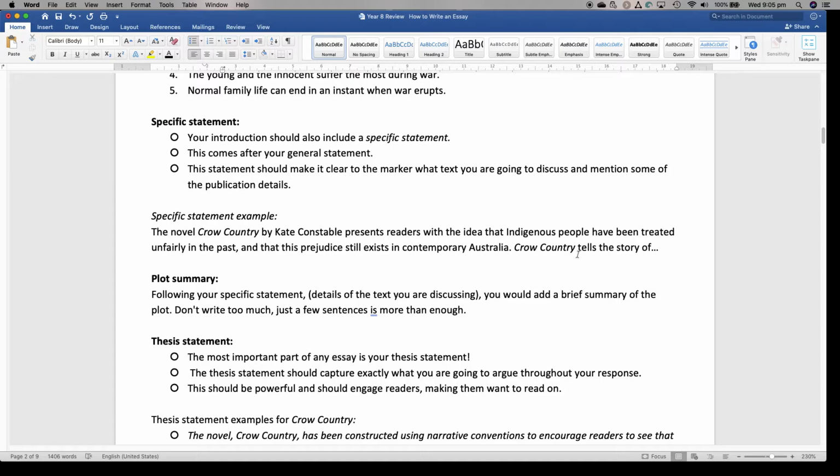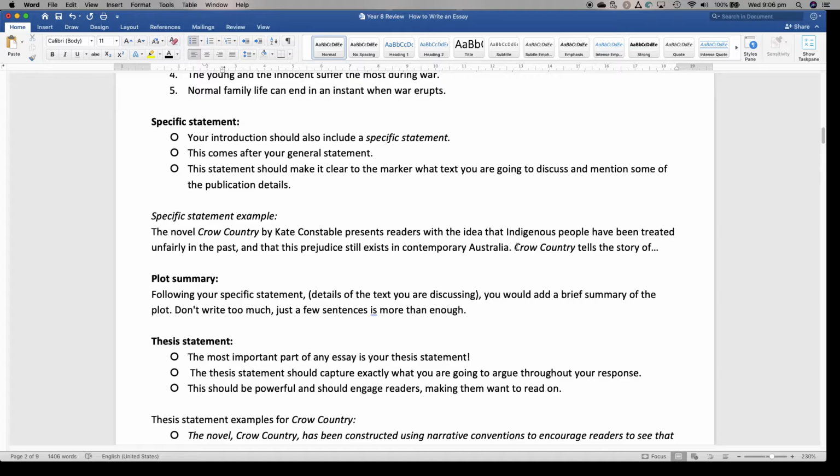I'd like it if it had the date of publication, and you can often include that in brackets, but then it weaves nicely into the sentence. Here you'll see that it actually mentions the idea. So for your specific statement, you don't just have to include the boring details. You can add some of the information that relates to your text now, because you're starting to answer the question.